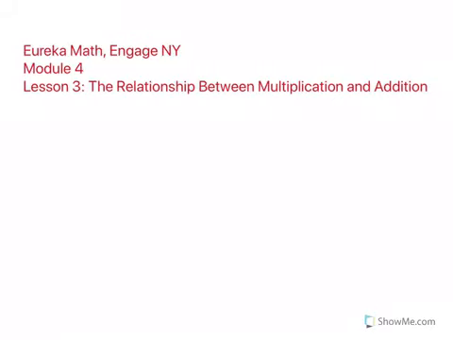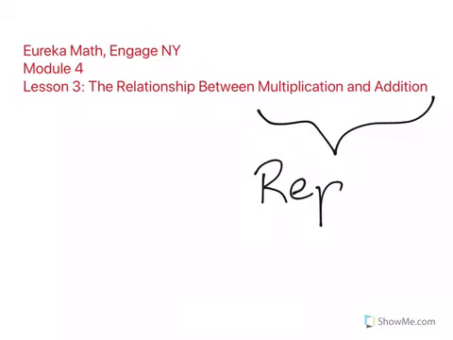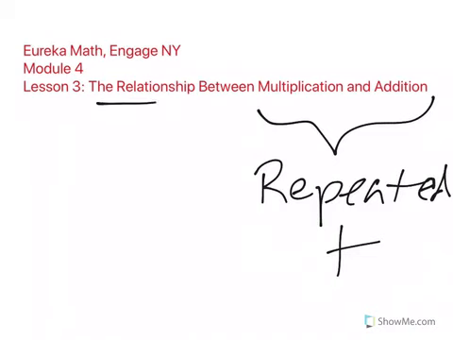Welcome to Eureka Math / Engage New York Math, Module 4, Lesson 3, the relationship between multiplication and addition. Now, we have often heard that multiplication is just what? Repeated addition. I'll just put the plus sign there. And that is true. That's absolutely true. But being that there is that relationship that goes back and forth, there's a few rules that we can look at together to help better understand that relationship and how these two are connected. So let's go ahead and get started.